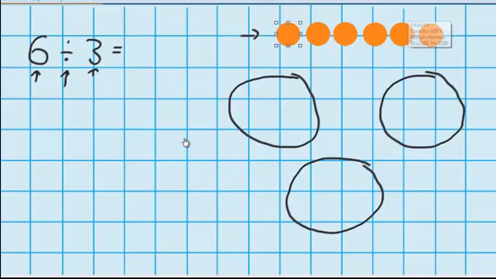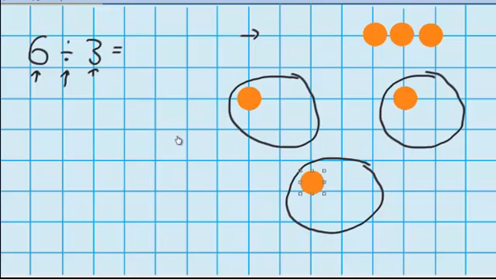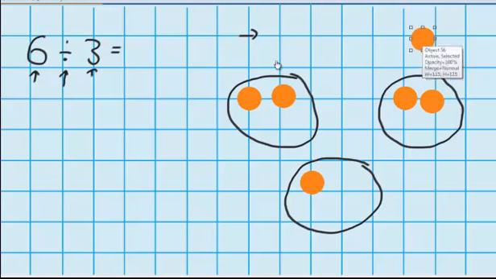So I'm going to start by putting this counter in this group, this counter in my second group, and this counter in my third group. And I'm going to keep on sharing out the counters like that until I have no counters left. So you can see I've now shared out all the counters, and I've put 2 counters in every group. So 6 counters shared between 3 groups means I put 2 counters in every group.